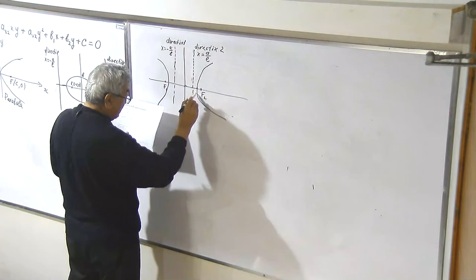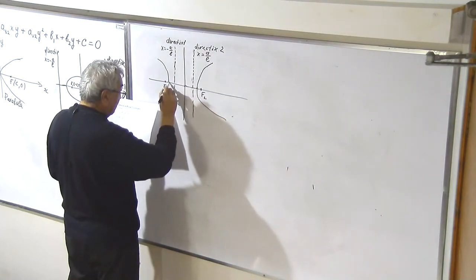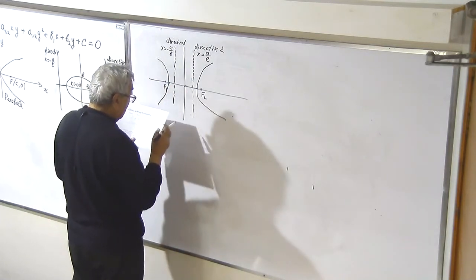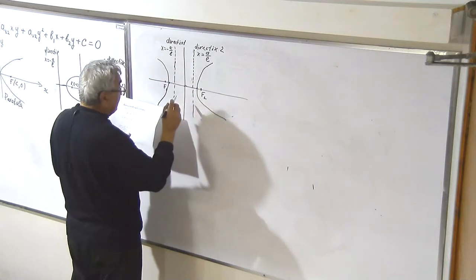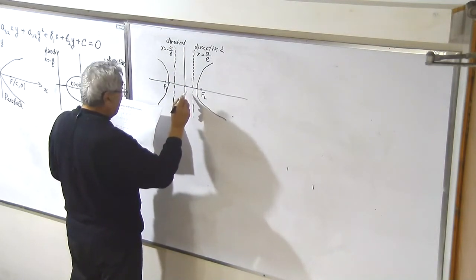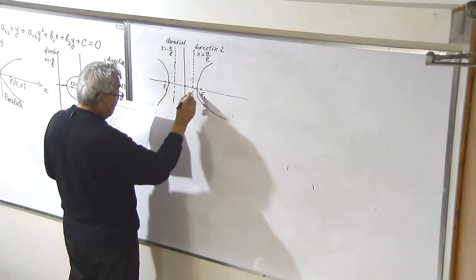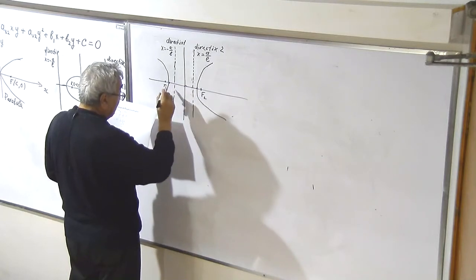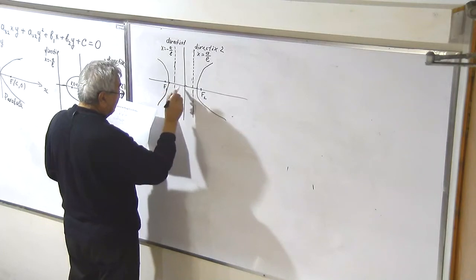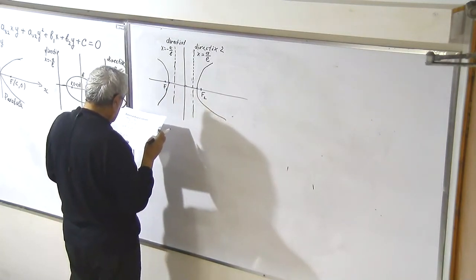Here's vertex 1, here's vertex 2. This distance is 2a, and this distance will be a divided by epsilon. Because you see, now the c is larger. The 2c is larger than 2a, because the distance between the vertices is smaller than the distance between the foci.